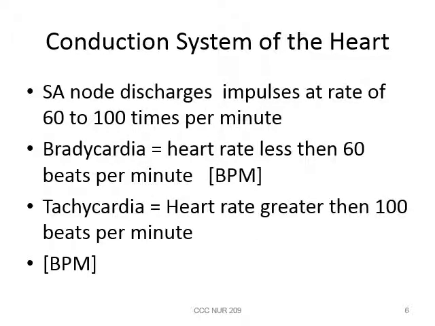The SA node discharges impulses at a rate of 60 to 100 times per minute. That is what we call a normal sinus rhythm. When we drop to less than 60 beats per minute, typically we're looking at bradycardia, and if it's greater than 100 beats per minute, that is considered tachycardia.